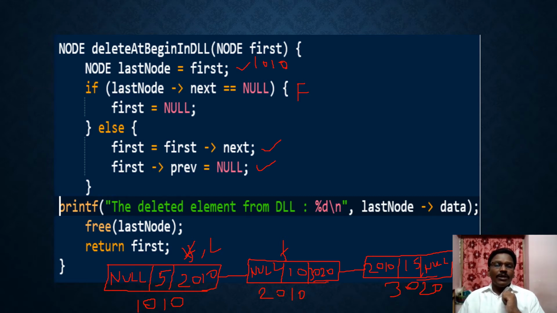Else is over. Now print the deleted element from the double linked list, the last node data. At present last node is representing 1010, so the value 5 is printed. Then free last node. The last node is representing 1010. After the statement execution, return first. The first is representing 2010. After the return value, if we call first, it is representing only 2010. In this way, we delete at begin in a double linked list. Clear?